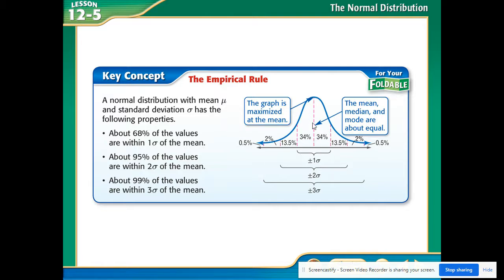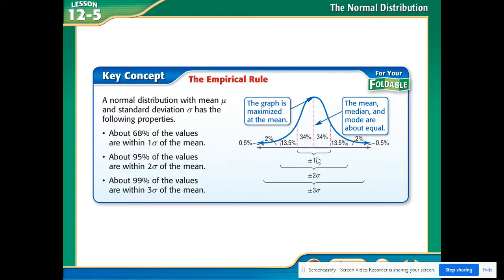The mean is right in the middle. And when we talk about being normally distributed, the mean, median, and mode are all right here at the same value. Now, a standard deviation, we figure out how to get a standard deviation using the equation. It tells us how closely packed our numbers are.